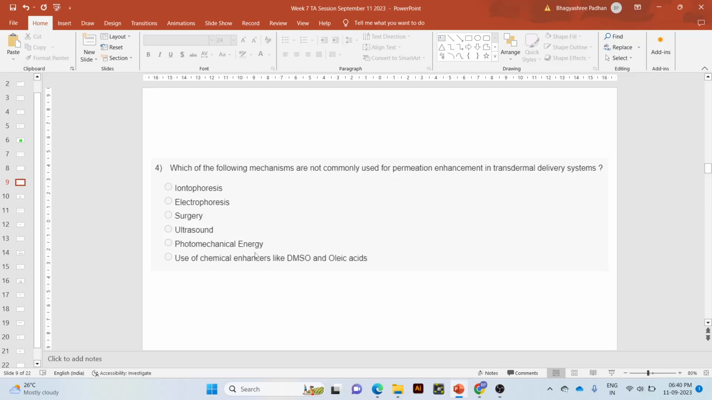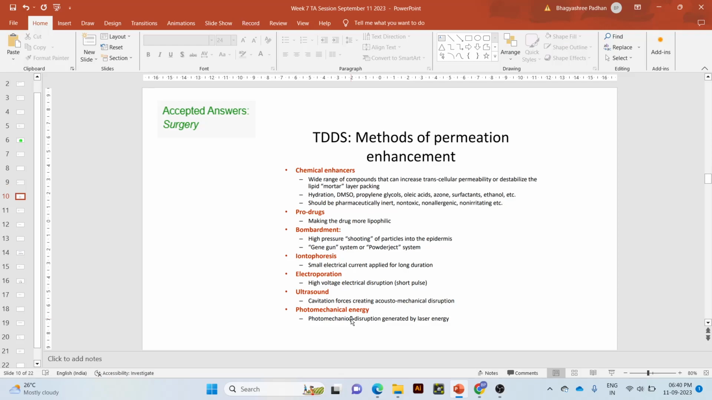Fourth question, which of the following mechanisms are not commonly used for permeation enhancement in transdermal delivery systems? Iontophoresis, electrophoresis, surgery, ultrasound, photomechanical energy, use of chemical enhancers like DMSO and oleic acids. Here surgery is not commonly used for permeation enhancement in transdermal delivery systems, whereas the rest of the options are commonly used methods.